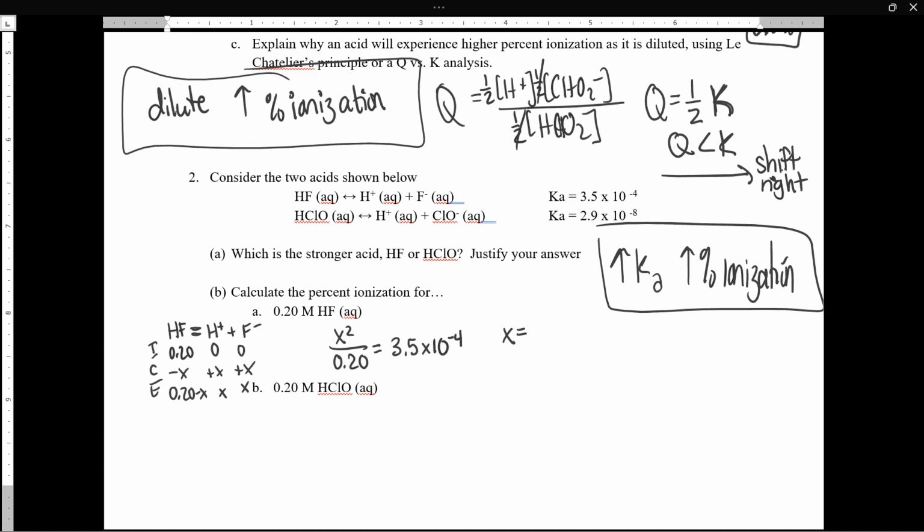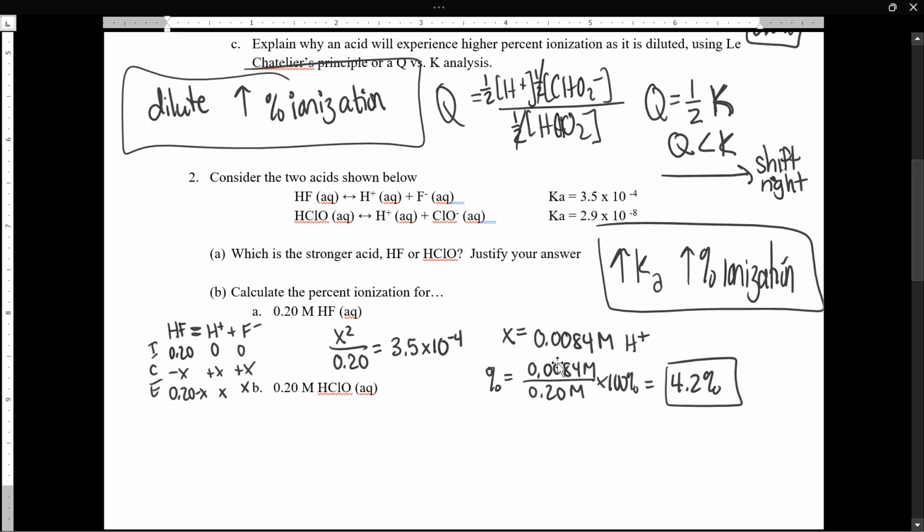When you go ahead and do the algebra and solve for x, which you should absolutely practice doing if you have not actually done these problems yet, make sure you stop and practice doing the algebra. So this is how many H plus ions we formed. Now let's express that as a percentage. We started out with 0.2 molar HF, and then we ended up with 0.0084 molar H plus ions. So as a percentage, what that means is 4.2% of my original acid turned into these H plus ions. So it's 4.2% ionization.